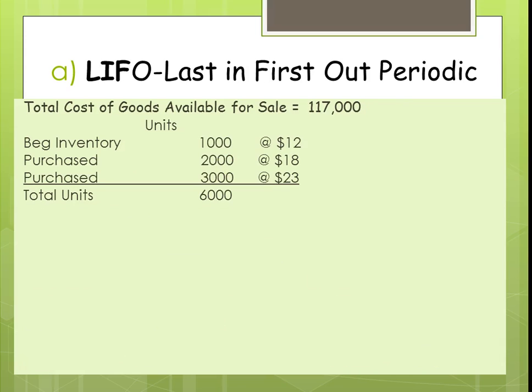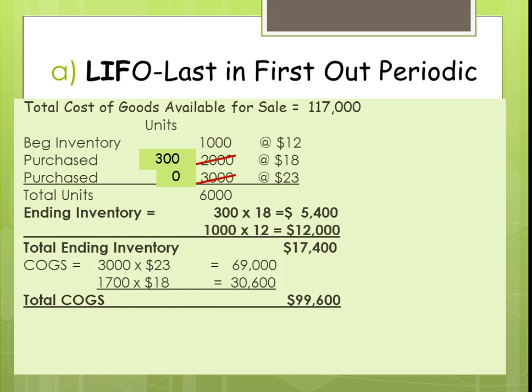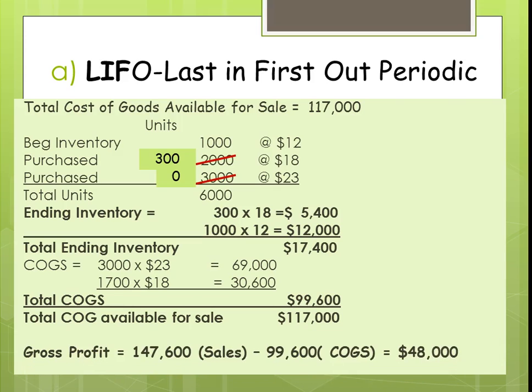Now let's do the same thing doing LIFO. In this case, though, we're going to start with the 3,000 units. And that leaves us 0, and now we still have 1,700 we have to account for. And that's going to leave 300 there at 18, and we're going to take 1,700 at 18. So now we have our total cost of goods sold, and our ending inventory is going to be 300 times 18 and 1,000 times 12. And again, they equal the 117, so we know we've done that correctly, and now we can calculate our gross profit. And since prices are rising, if you notice, our gross profit is lower under LIFO, which is what usually you want for tax purposes.